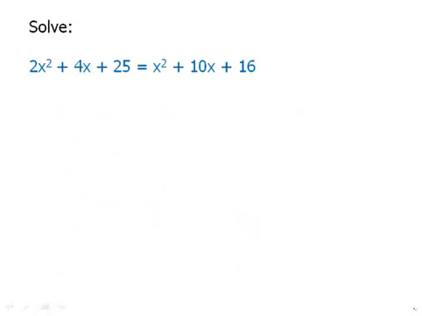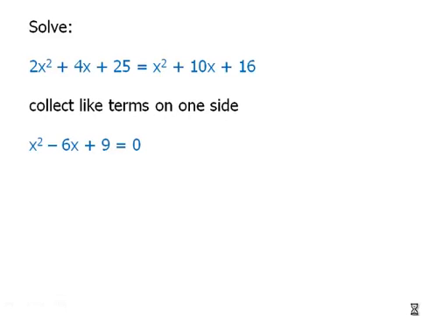Suppose we have this. Now we have a quadratic equaling a quadratic. Looks very tricky. And of course the test loves to throw stuff like this at you. But all you have to do is just get everything on one side. So we're going to subtract the x squared, subtract the 10x, and subtract the 16. And this will get us down to x squared minus 6x plus 9 equals 0.